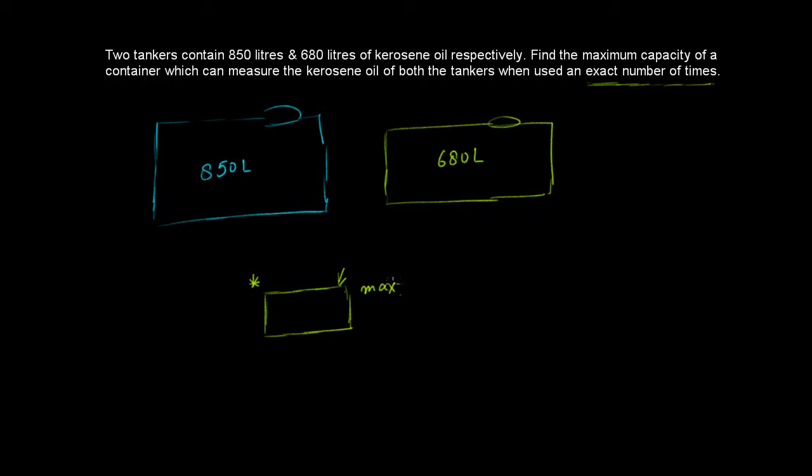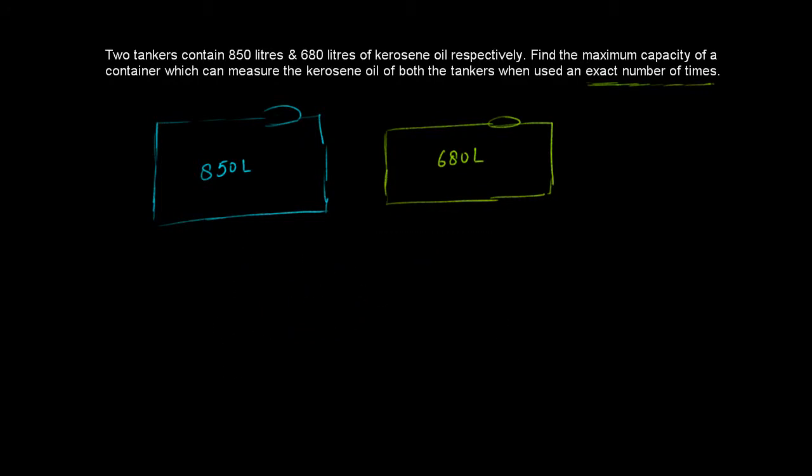So in order to find the maximum capacity, it means that you have to find the highest common factor. And if you find the highest common factor of 850 and 680, if you remember, to find the highest common factor, we know that we will use the prime factorization method, right? And to use the prime factorization method, I need some space here. So I'll just remove this here.